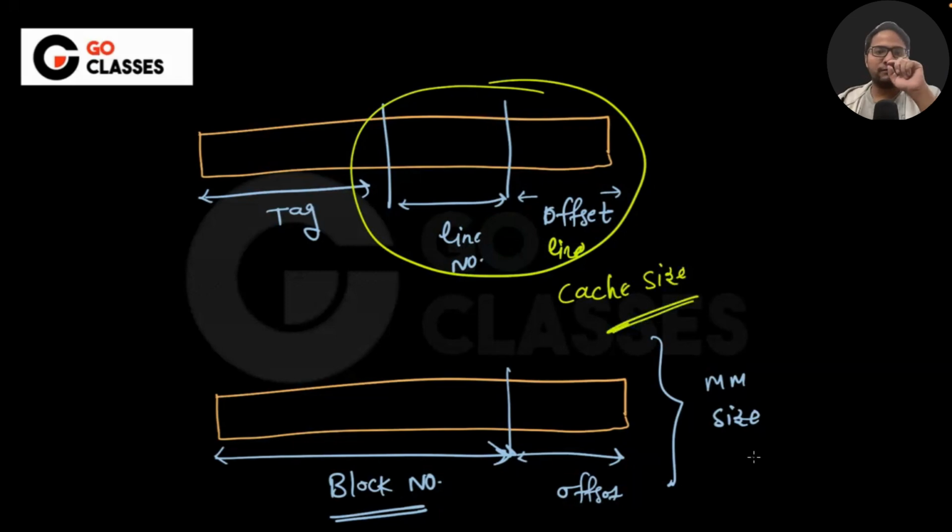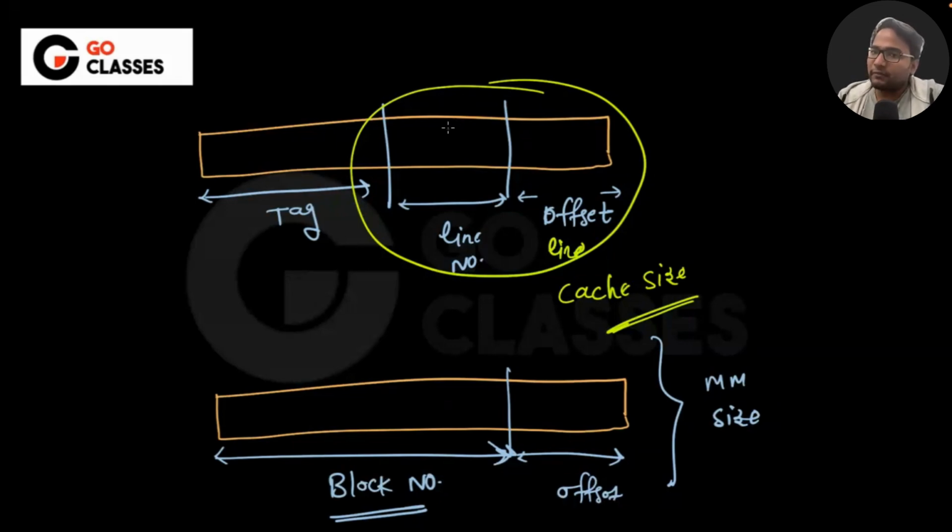This is the cache size? Tell me. So if this is the block number and block offset, combined, we are saying this is the main memory size. Why? Because whatever the block number is, and then you also have the block offset, then you can tell me the main memory size.